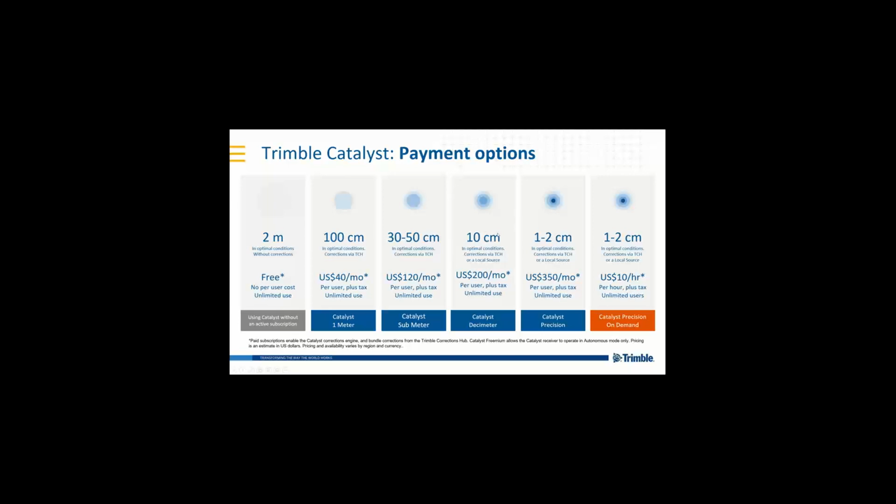So we have 4 different accuracy levels that are available per month. You pay a monthly fee, and then for that period, from the first of that month to the end of that month, you can use it as much as you like, and there's a cost for that. Then we also have another option, over here on the right-hand side, the on-demand option.